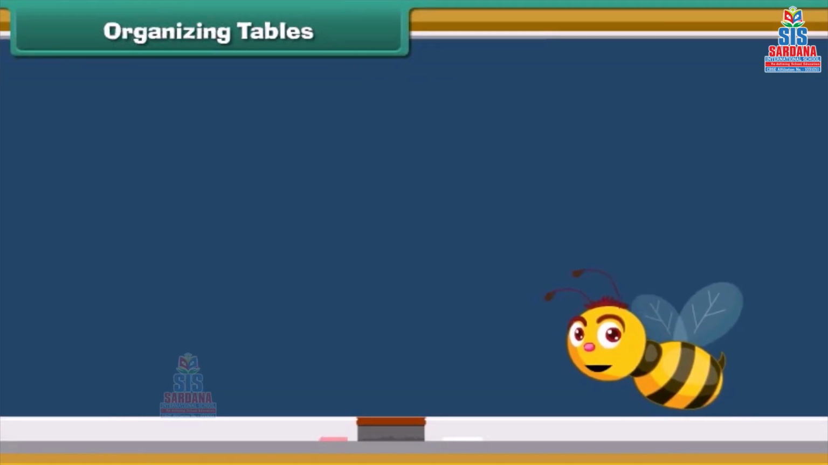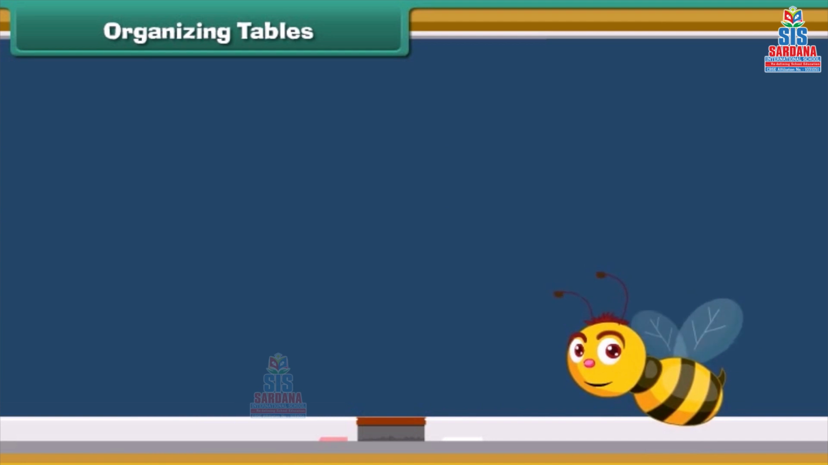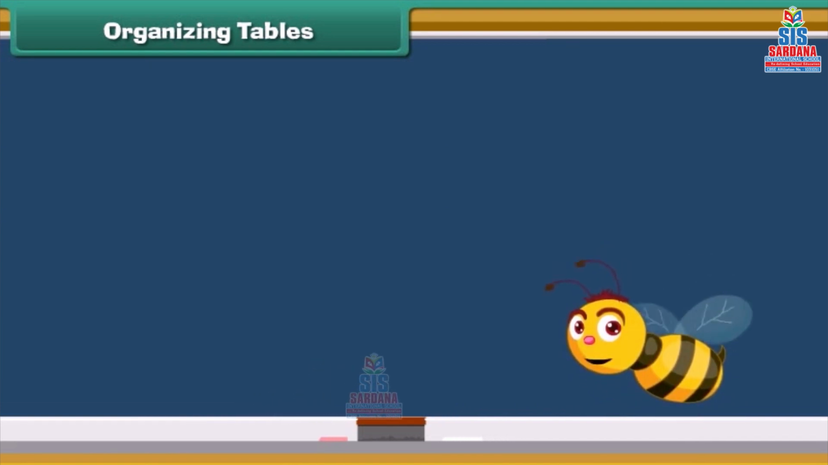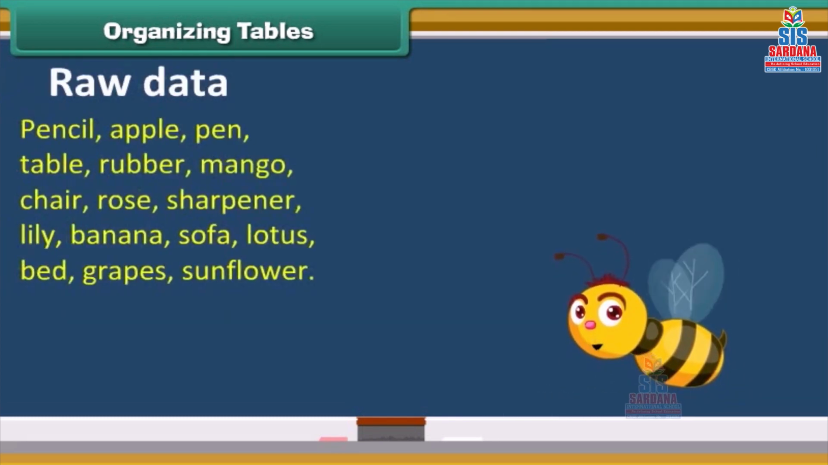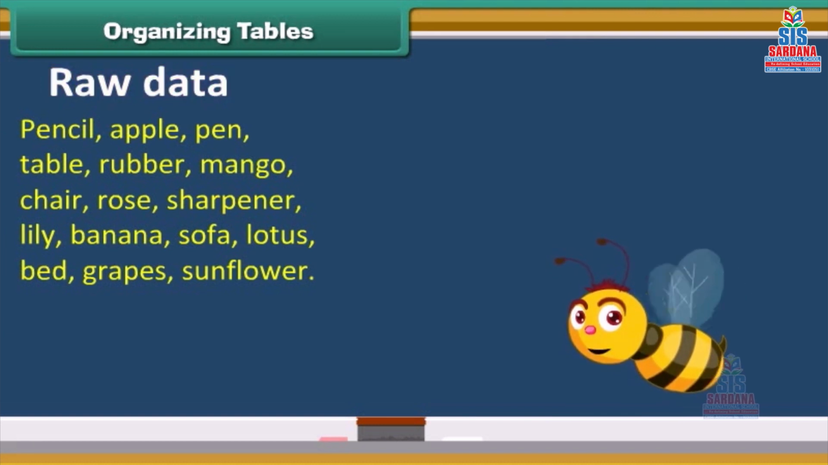Friends, it is easier to find out things when they are kept properly. Well-arranged things are easy to handle. Similarly, organized data is easy to interpret. Unorganized data is called raw data.